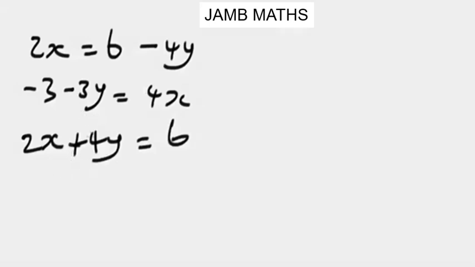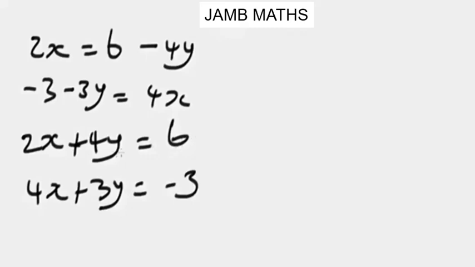So for the second expression, we're going to have 4x plus 3y equals -3. So when you arrange it, this is basically what we're going to have. Now, there are two ways you can solve a simultaneous equation. We have the elimination method and the substitution method, right? But the elimination method is usually faster. That's what I'm going to be using in this video.